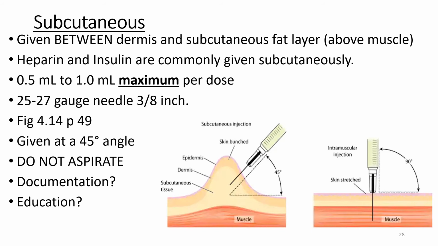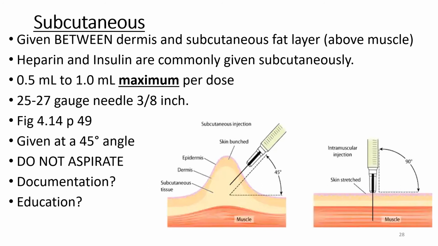Typically, insulin varies depending on blood sugars and whatever their chart is, but there's your maximum per dose. So 1 ml is typically your maximum. You're going to give those with your smaller gauge needles, your 25 to 27, and you're going to use that 3/8 of an inch. Again, short and small.